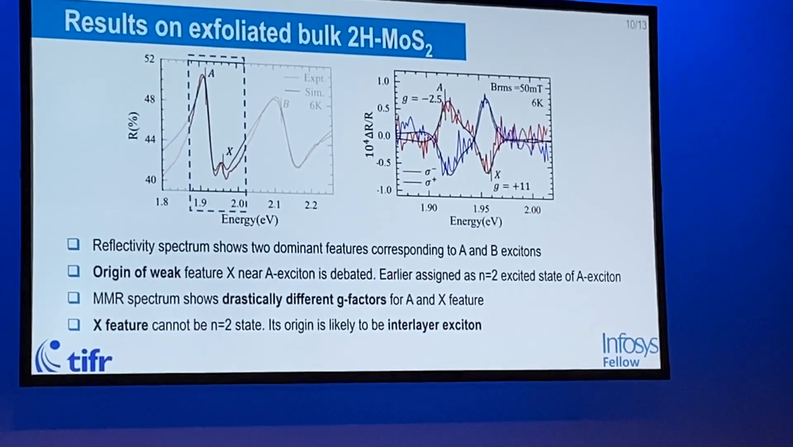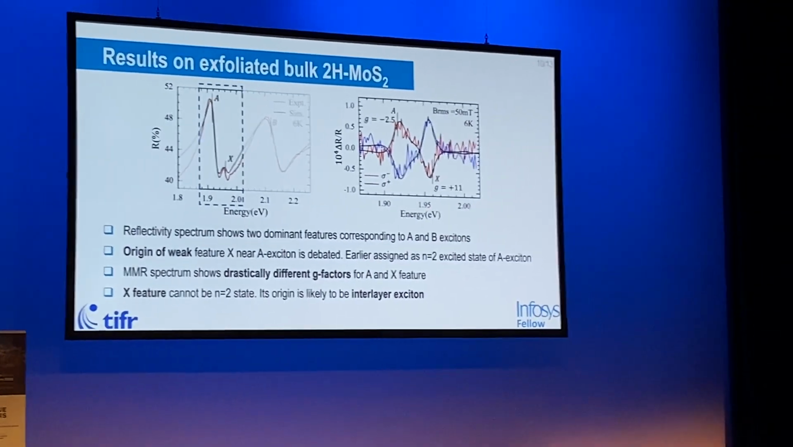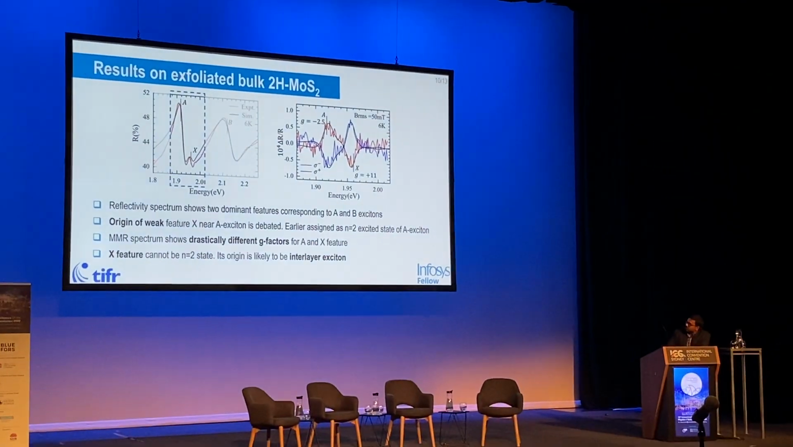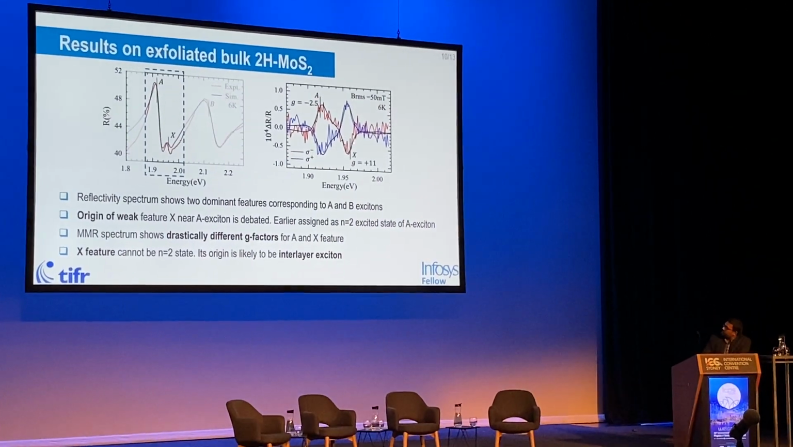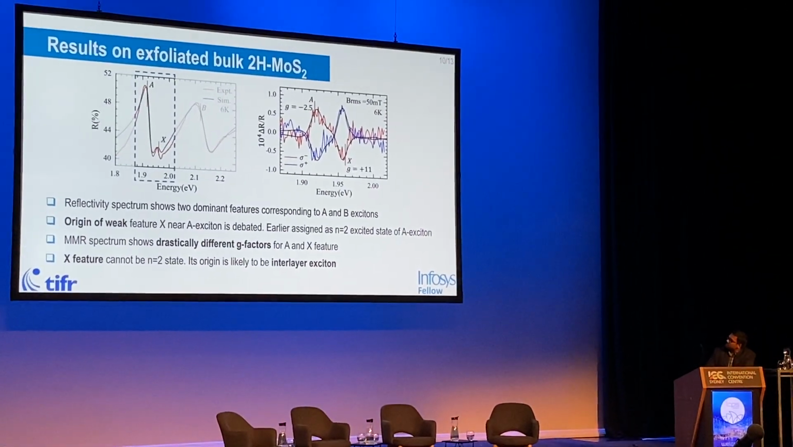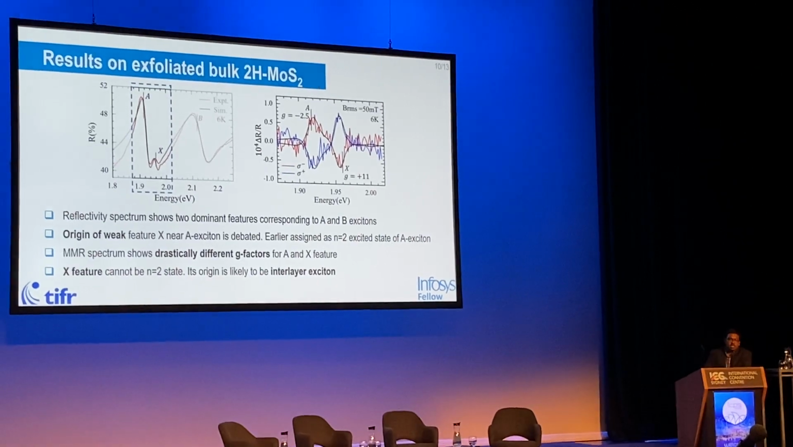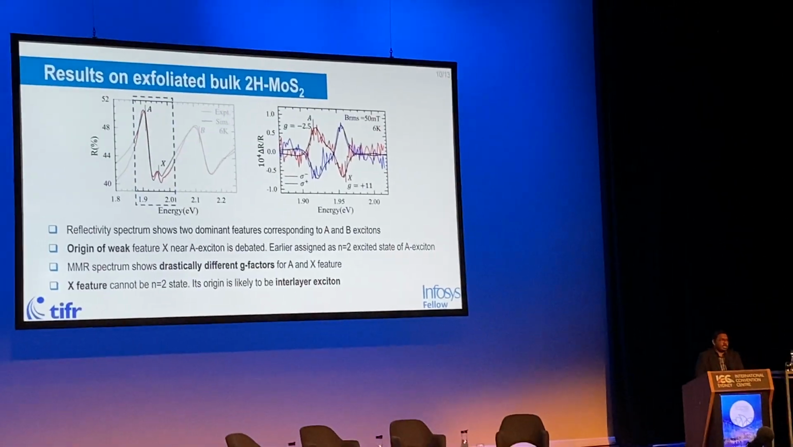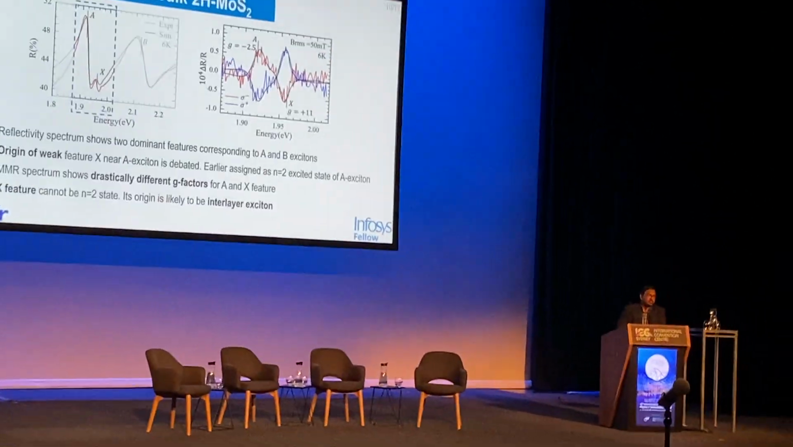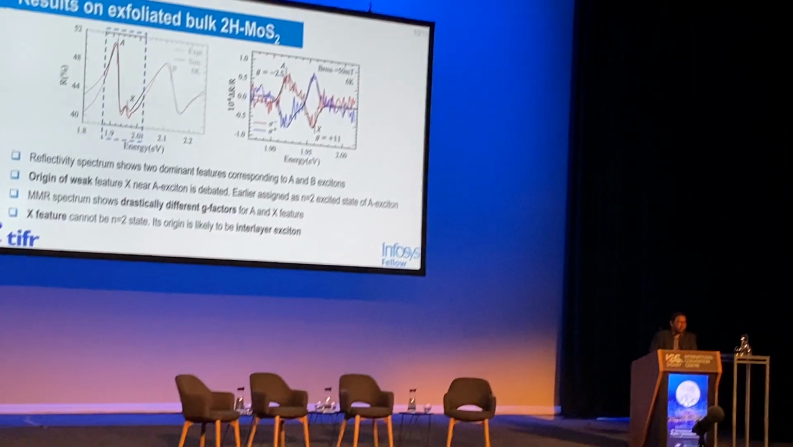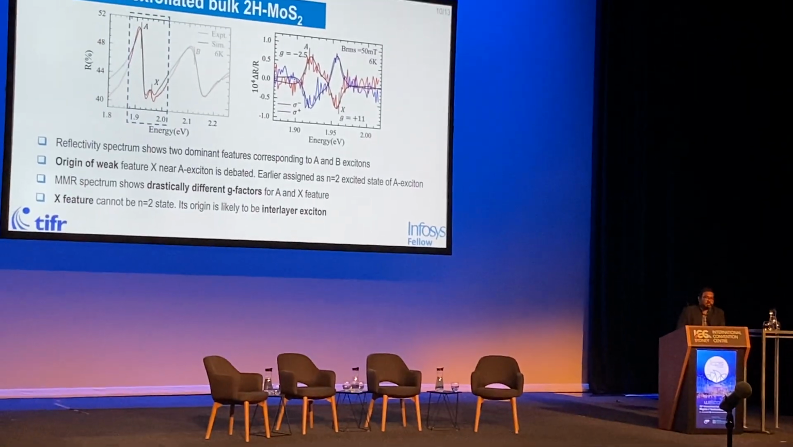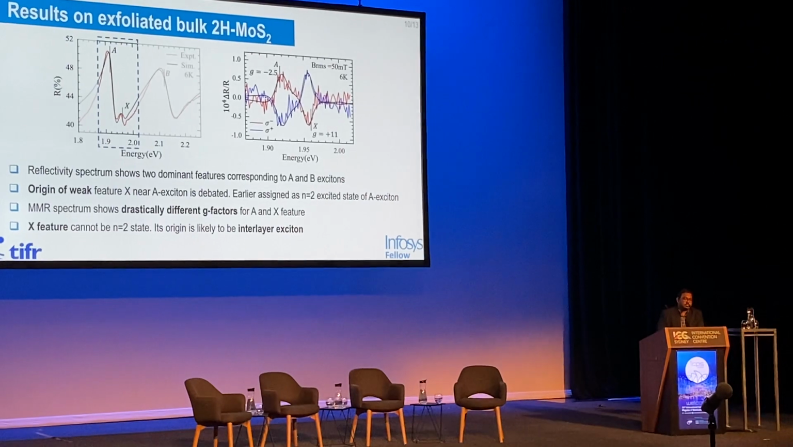So our measured G factor for the A exciton is minus 2.5, and for this X exciton it is plus 11. Drastically different G factors, so the origin cannot be n equal to 2. So what it's likely to be is an interlayer exciton.